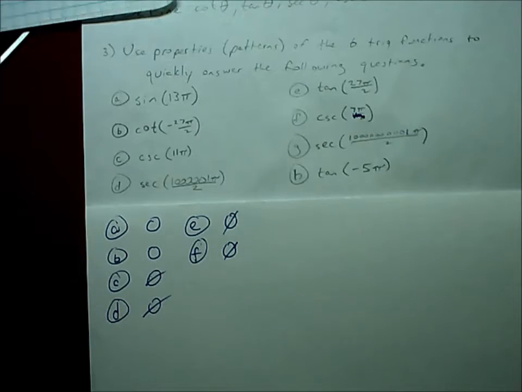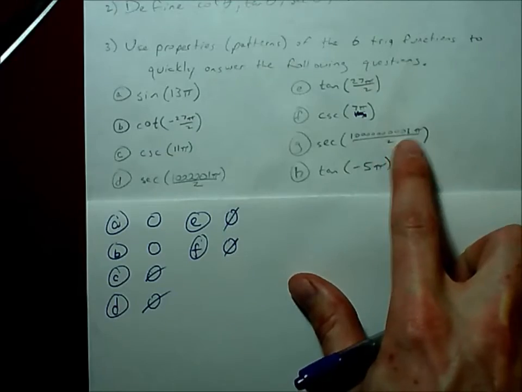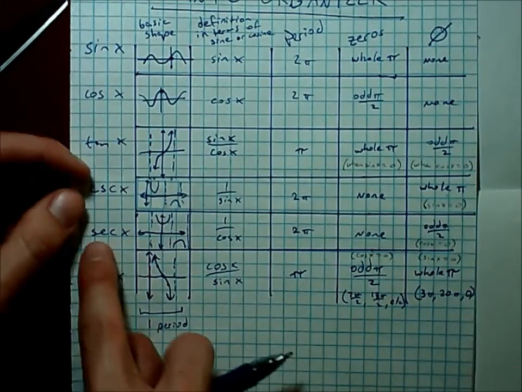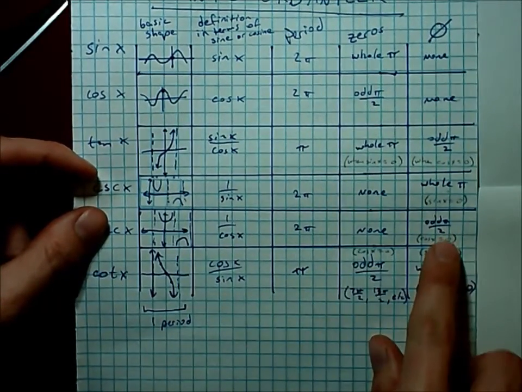Now, secant of some large odd number times pi over 2. So secant, again, is 1 over cosine. Cosine at that point would be 0. Therefore, secant will be undefined.